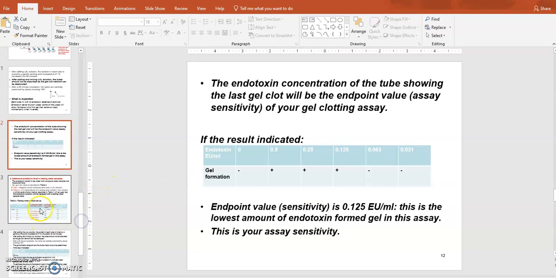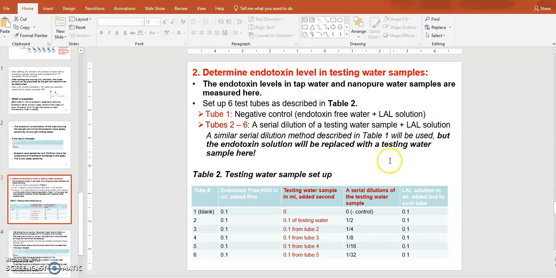Okay, once you have done that, now you can do your test. You'll be given a water sample. It could be a tap water sample from the faucet in the lab, or it could be a deionized water sample that you make in our building, or it could be the purest water we have. It's a nano-pure water. Whatever the water sample you're going to test, you will set up a series of tubes in a kind of similar way.